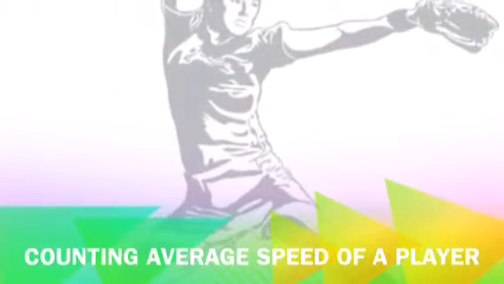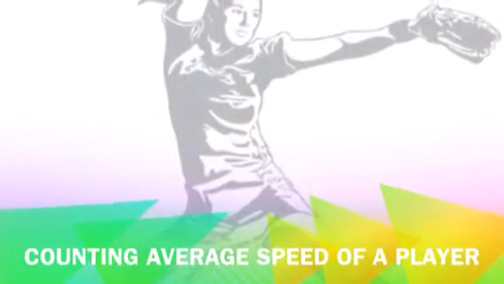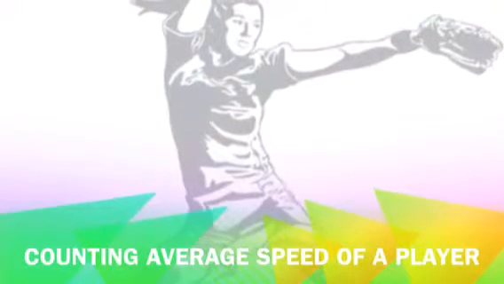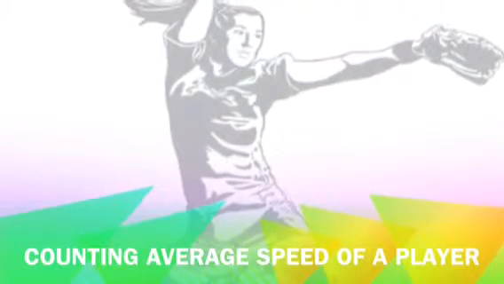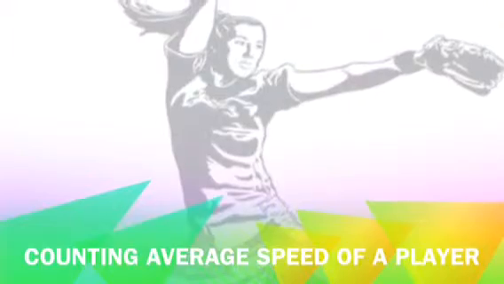Calculating the average speed of a player. Average speed can be calculated by dividing distance by time. Average speed can be used to find a player's average speed for multiple actions, such as throwing, running, sliding, pitching, and so on.